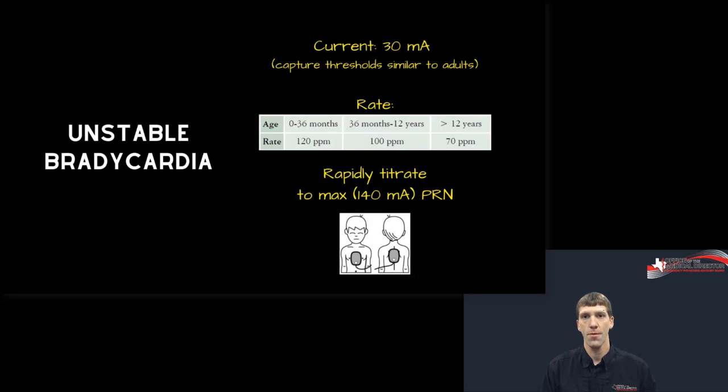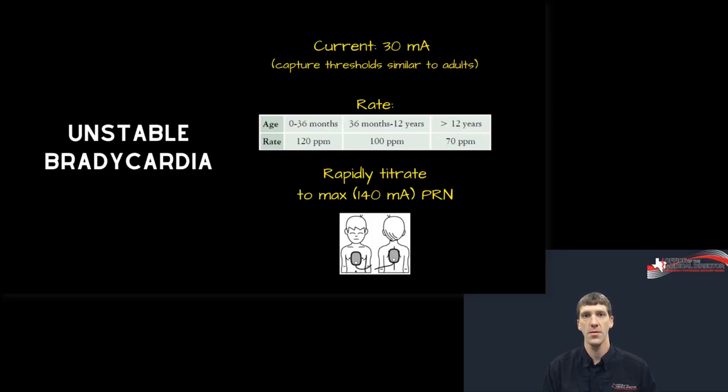So if we have poor perfusion and persistent bradycardia despite all those initial measures, then we're going to consider pacing for children. This is obviously different from your adult patients, where we go to pacing first. We need to do those initial measures and then move on to pacing if they don't respond. Your current is going to remain at 30 milliamps, just like your adults. Additionally, capture thresholds are going to be similar to your adults as well.